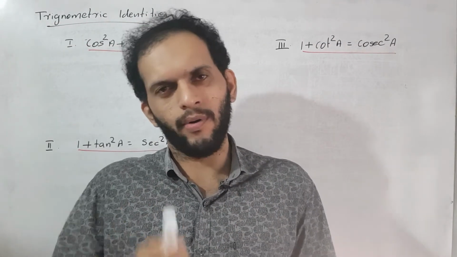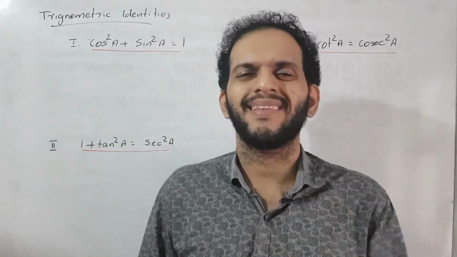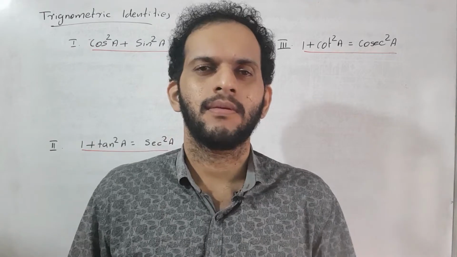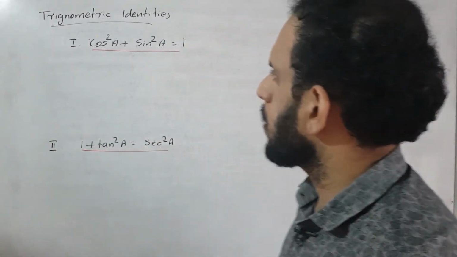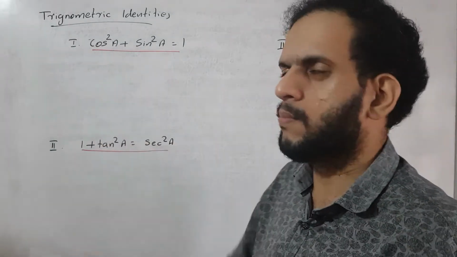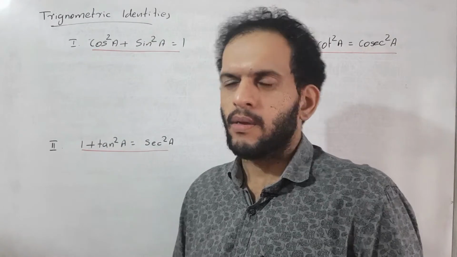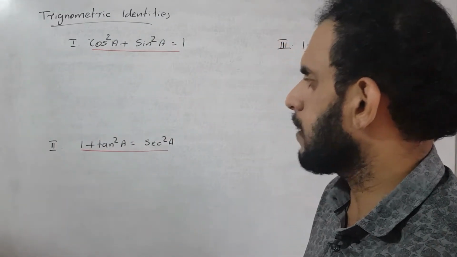Next is our next part, trigonometric identities. We have three identities in this chapter. The first one: cos square A plus sin square A is equal to 1. A is an angle measurement, it will change. So cos square A plus sin square A is equal to 1, that is the first identity.